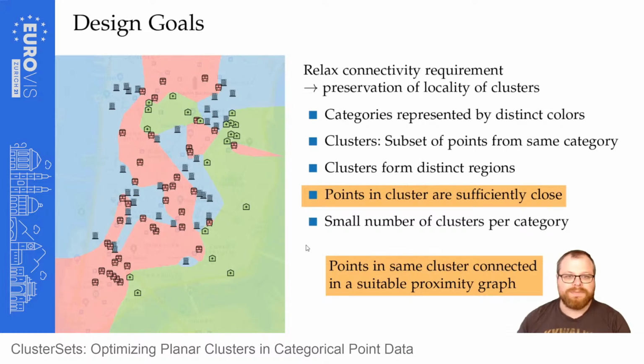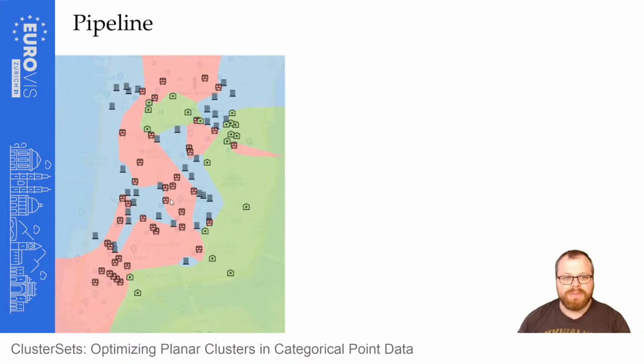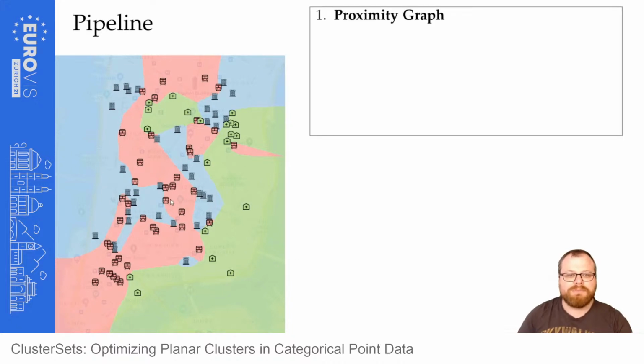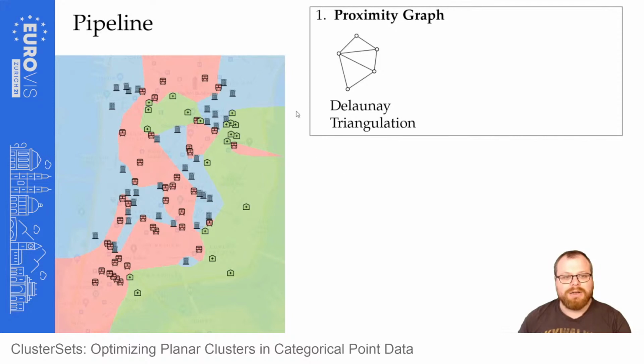We propose the following pipeline for an algorithm. First, we want to pick a proximity graph. There are several established algorithms that can do that. For example, the Delaunay triangulation. In a Delaunay triangulation, we have a triangle between 3 points if and only if the circle through these 3 points contains no other point in its interior.